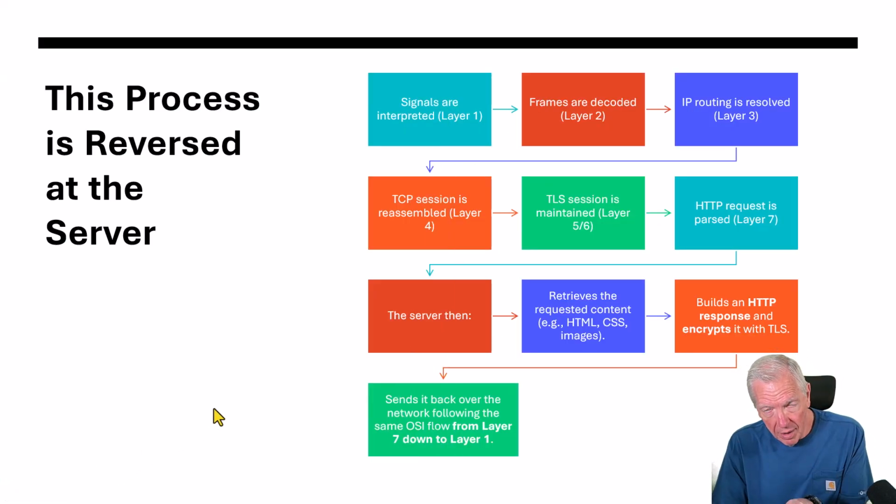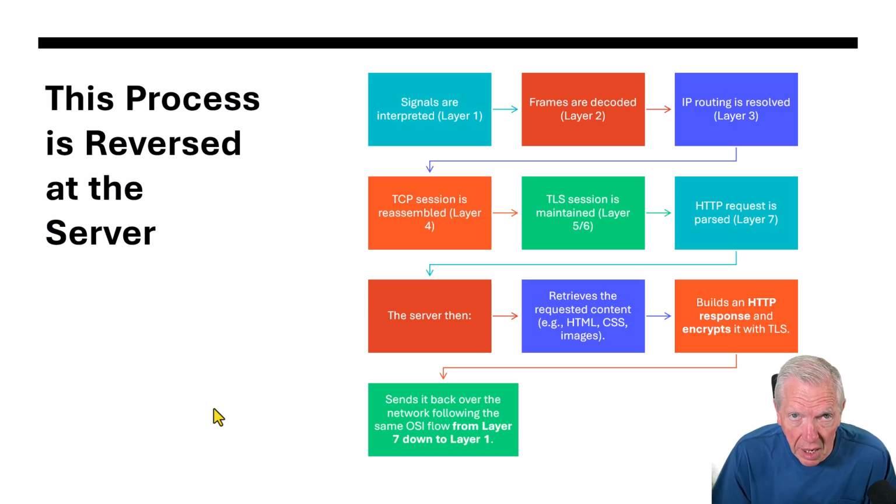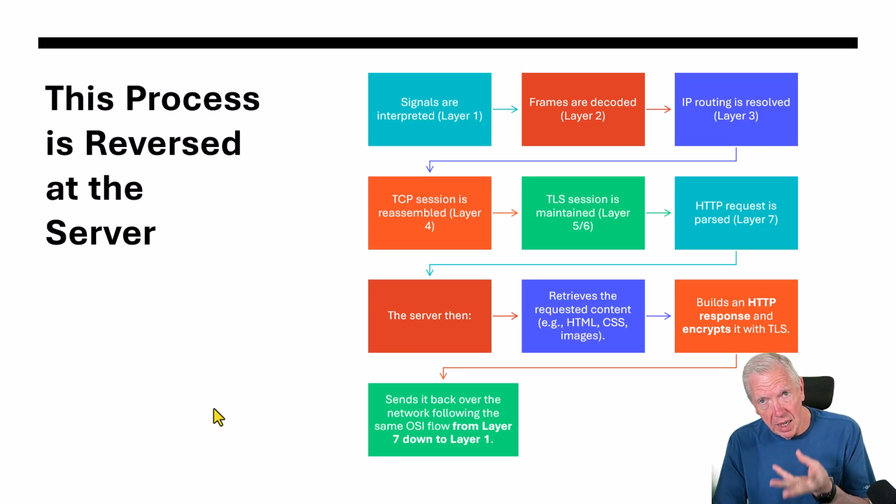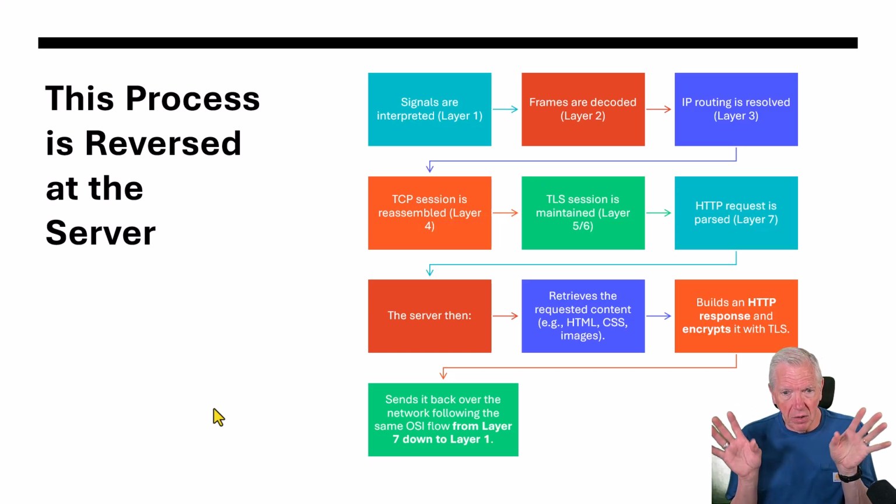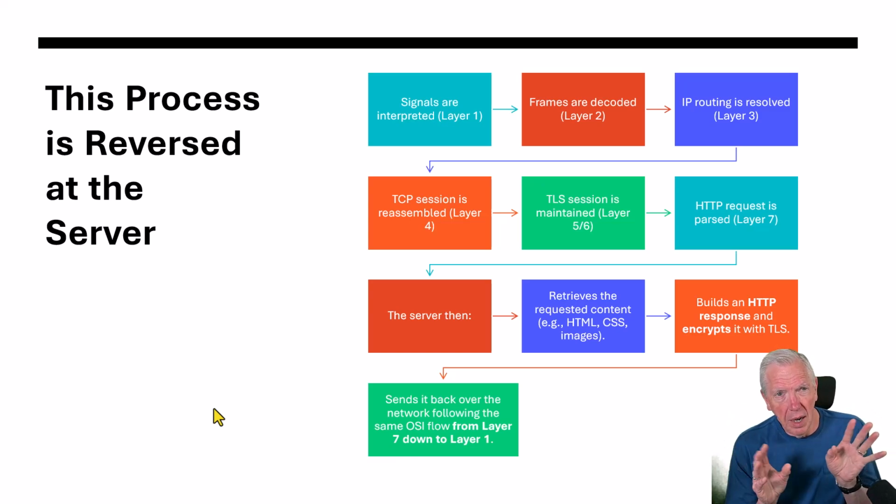Once we've gotten all this accomplished, then the reverse happens. So whoever you decided you wanted to connect to, now we do the reverse of it. The signals are interpreted at layer 1, frames are decoded, IP routing is resolved, TCP session is reassembled, TLS session is maintained, HTTP request is parsed. Okay, now we're there, and the server's like, okay, good, I know who you are now, and I'm all connected up with you. Now what do you want?